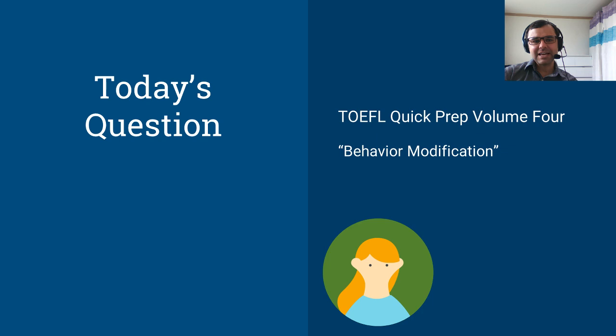Today, I've selected a practice question from the TOEFL Quick Prep Collection, Volume 4. Specifically, it's the question about behavior modification. Now, the good news is that the TOEFL Quick Prep Collection is available free of charge from ETS. Just Google TOEFL Quick Prep and it will be the first result. You can download a PDF of the question along with an MP3 file that contains the audio portion.